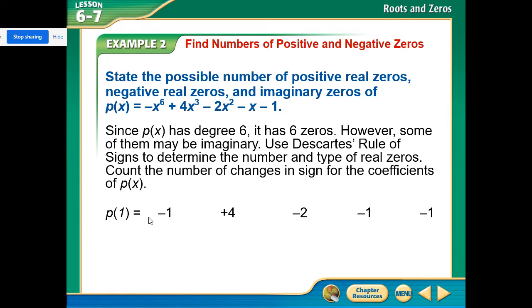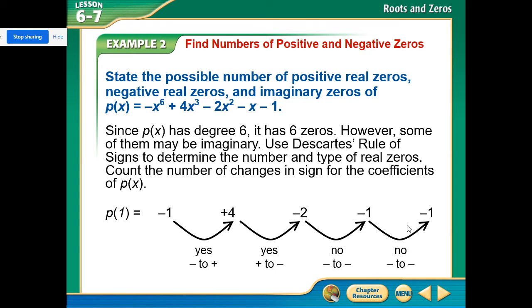Now what I'm going to look for is sign changes. From -1 to 4 is a sign change. Yes, we go from negative to positive. Here, also another one. But here we have 2 negatives, so that's a no. And 2 negatives again, no. So I have 2 sign changes, 2 yeses. That means I have 2 positive zeros.